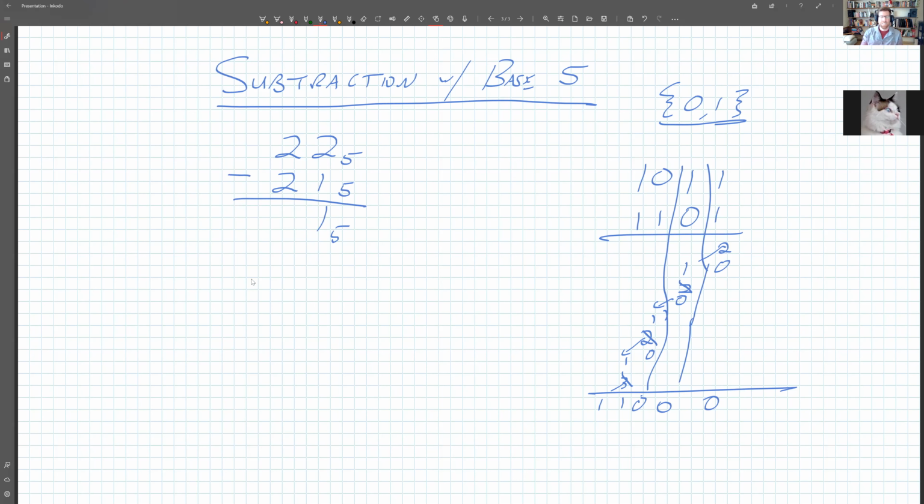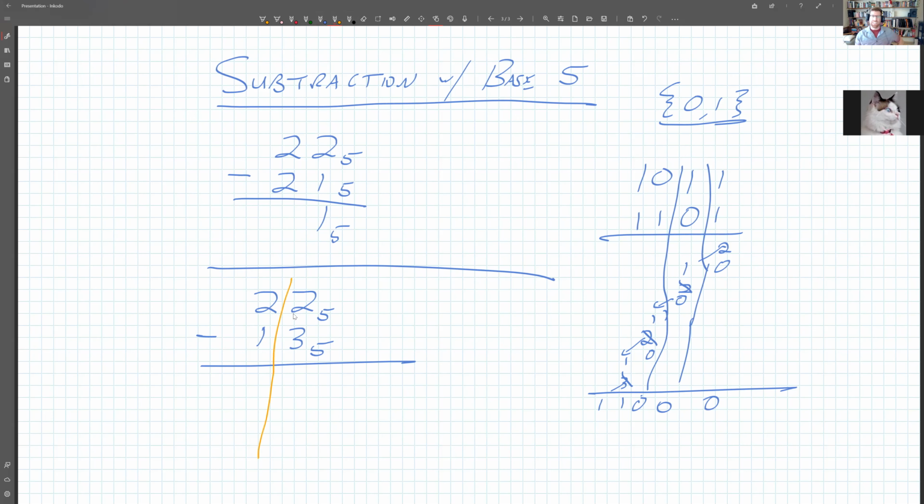Let's do another base 5 though. Let's do 2, 2. I like 2, 2 for some reason. And let's do 1, 3. I think we can agree that even if we don't know base 5, the top number is larger. There are more of the long packages, so there are more total pips in this amount. But we've got to subtract. You can't do 2 minus 3. This isn't some negative number exercise.